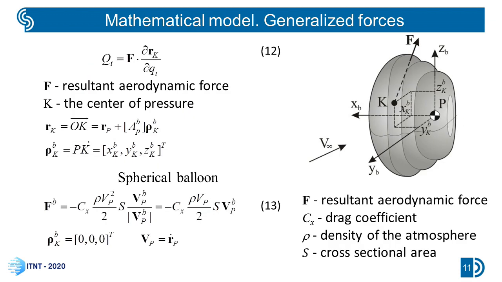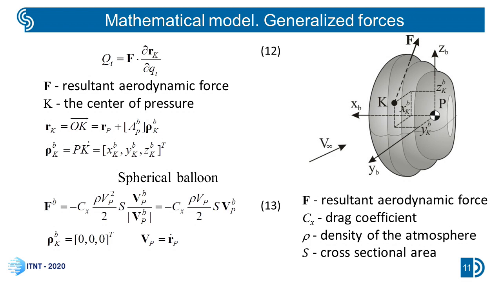Since the aerodynamic force acting on the balloon is not potential, the corresponding generalized forces must be calculated. We denote the center of pressure in which the resulting aerodynamic force is applied by the point K. For a special case of a spherical balloon, the resulting aerodynamic force is directed opposite to the velocity vector and its force is applied in the geometric center of the sphere.